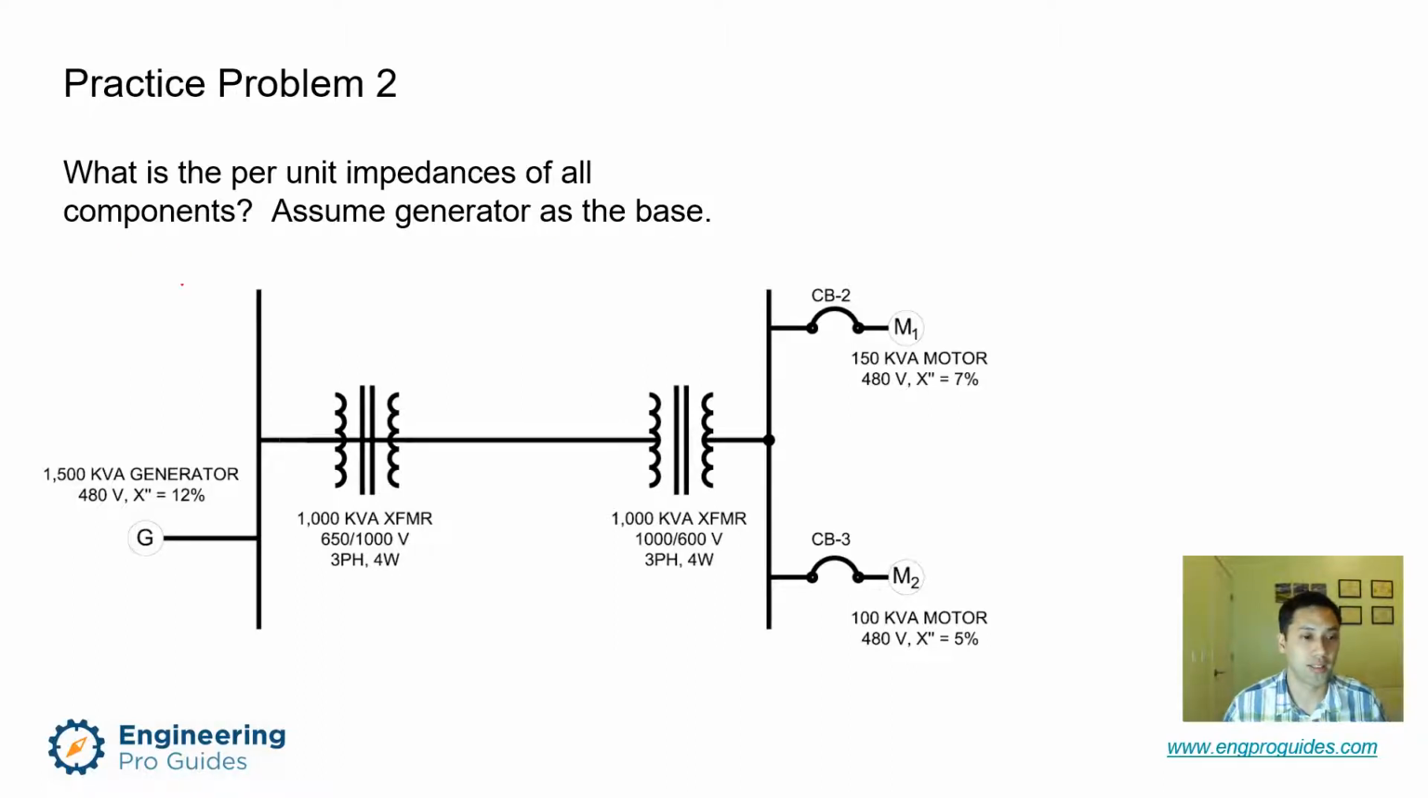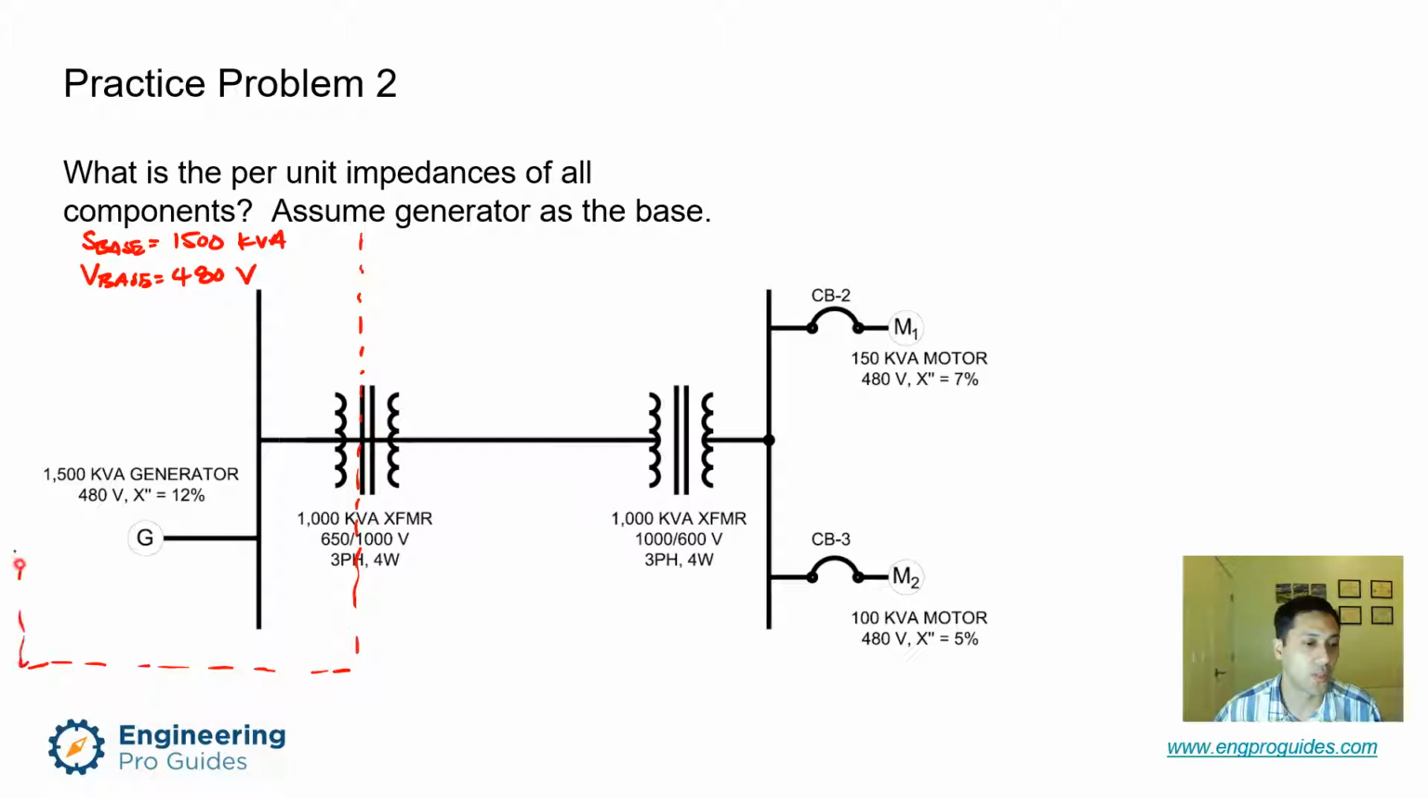So I like to write the bases in each zone. And remember, a base consists of an apparent power value and also a voltage value. So in our first voltage zone, S base is equal to 1500 kVA, which is our generator, and then V base is equal to 480 volts. Since it's on the primary side of this transformer, that's going to give us the base for this first zone.